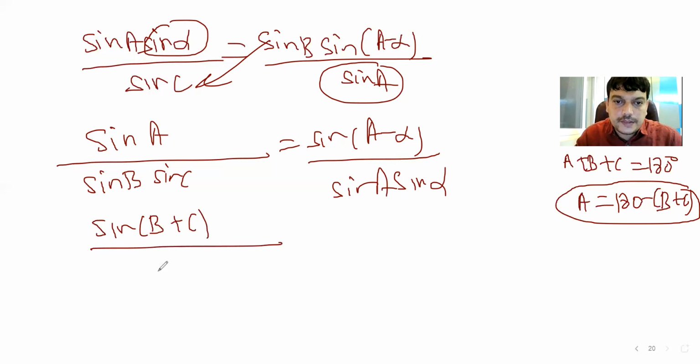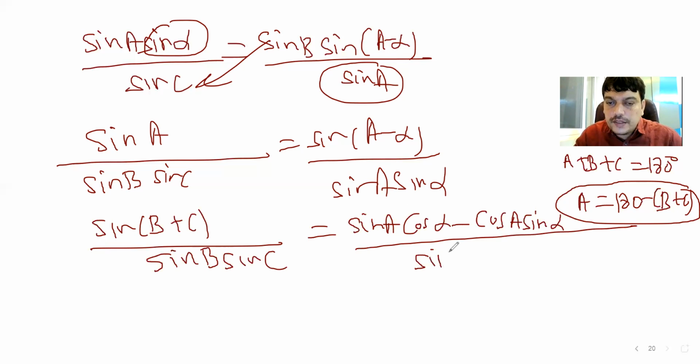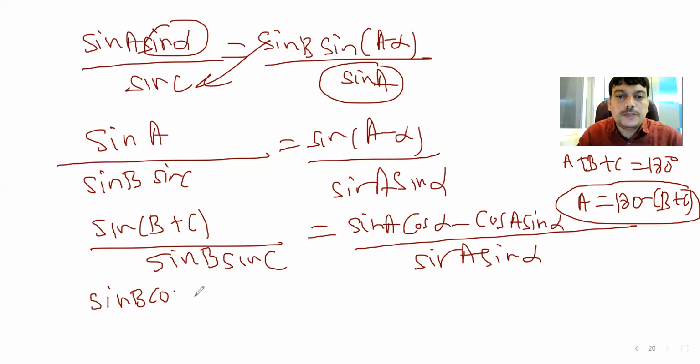Denominator is sin B sin C. So this will be written the same. And in the right hand side, you can expand this with the sin A minus B formula. What is the sin A minus B formula? Sin A cos B minus cos A sin B. So we'll get sin A cos alpha minus cos A sin alpha. So the numerator we have to expand with the sin of A minus B formula. The denominator, what do we change? Nothing, it remains as it is. Likewise, on the left hand side, expanding sin of B plus C with the sin of A plus B formula, the numerator becomes sin B cos C plus cos B sin C.